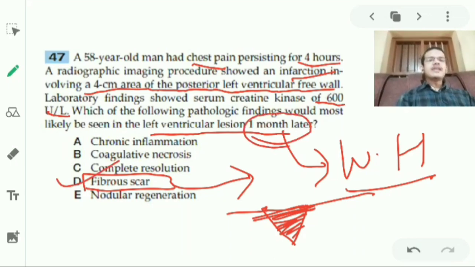So I believe you have got a very basic essence of what is tissue repair, what are the abnormalities that can happen in tissue repair, and to make it stronger in your mind, we have discussed a few clinical scenarios. Hope this session was very useful for you.